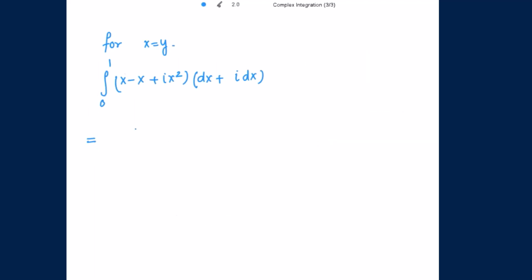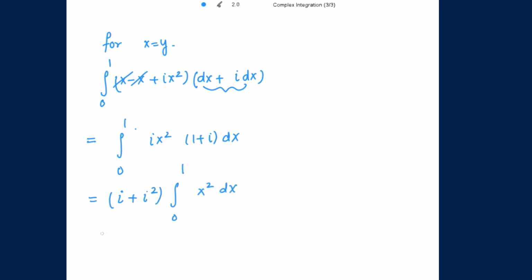So this is equal to, this x will go, and from here taking dx common, we get the integral from 0 to 1 of iota x square, and this is (1 plus iota) dx. So this is equal to, taking this constant outside, iota plus iota square, and inside I have from 0 to 1 the integral of x squared dx. So that is equal to iota minus 1, and the integration of x squared, that is x cube over 3, with the limits from 0 to 1.